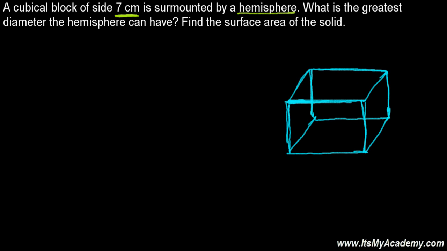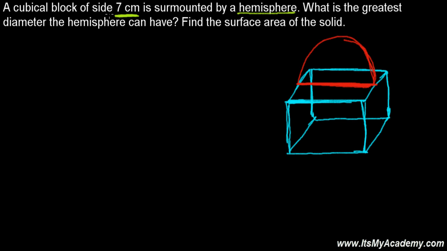The greatest diameter can be the same as the edge, the side of this cube. All right, this is the side of the cube. So let's make the hemisphere whose diameter is equivalent to the side of the cube. Now here we have a hemisphere whose diameter is equivalent to the side of the cube. So that's the greatest diameter possible for that hemisphere.